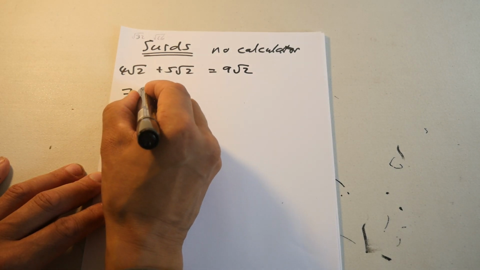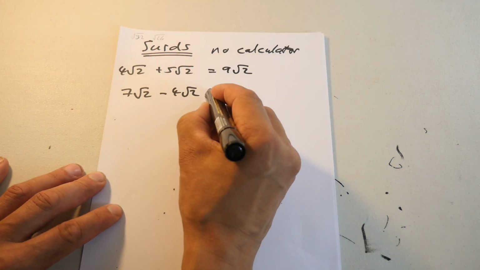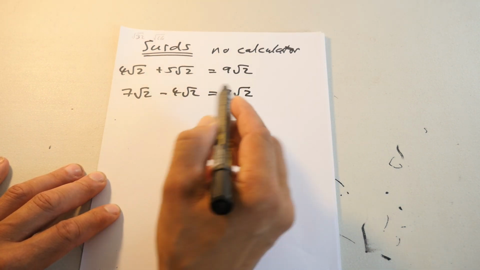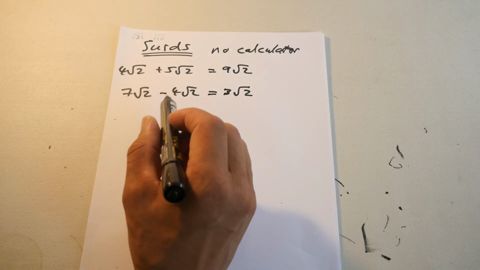7 root 2 minus 4 root 2. 7 minus 4 is 3. So you get 3 root 2. You can't take the square root of 2, but you just add up the numbers you have of each one.